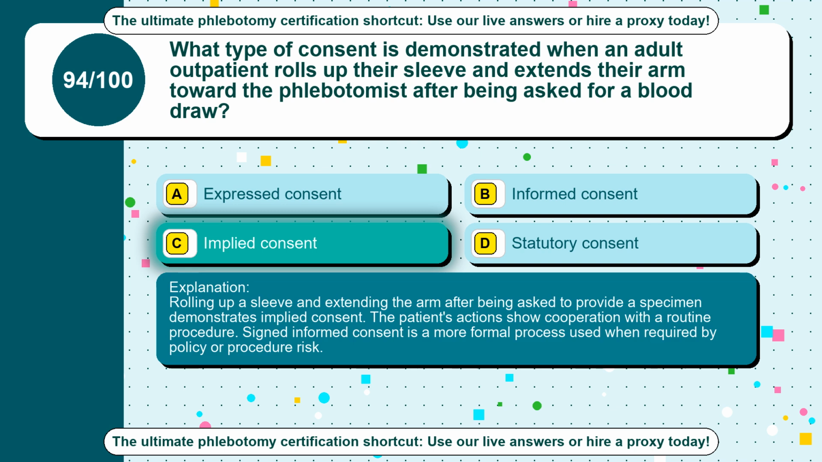Rolling up a sleeve and extending the arm after being asked to provide a specimen demonstrates implied consent. The patient's actions show cooperation with a routine procedure. Signed informed consent is a more formal process used when required by policy or procedure risk.